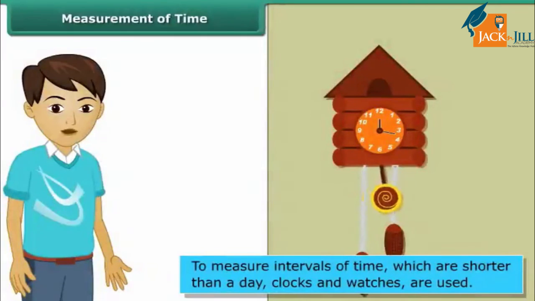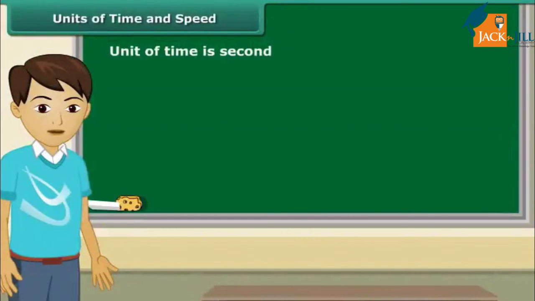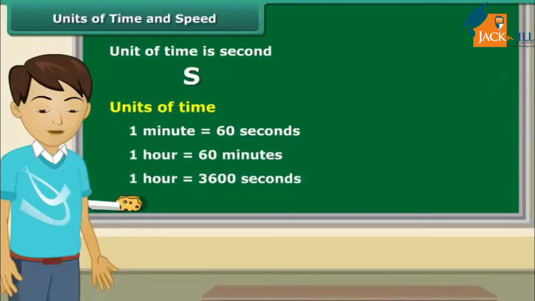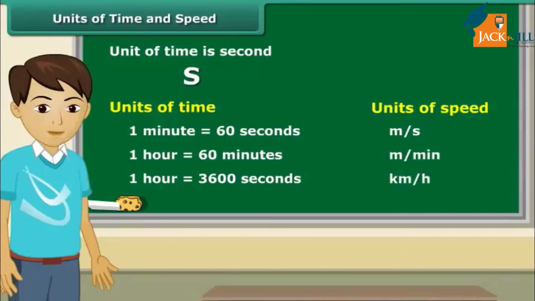To measure intervals of time, which are shorter than a day, we use clocks and watches. The basic unit of time is second. Its symbol is s. Larger units of time are minutes and hours. 1 minute is equal to 60 seconds, and 60 minutes are equal to 1 hour. The basic unit of speed is meter per second. We can also express it in other units such as meter per minute and kilometer per hour. We write the symbols of all units in singular.